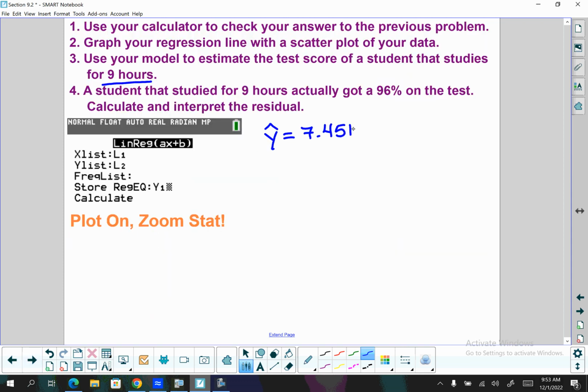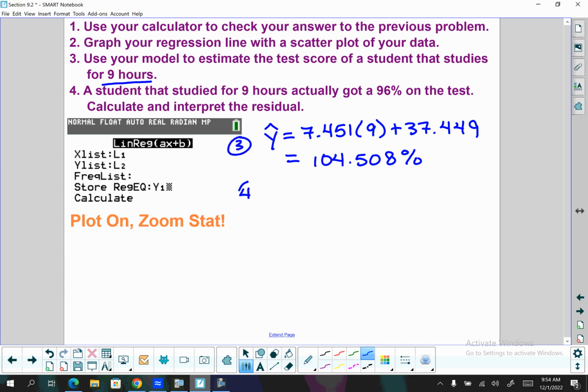7.451 times 9 plus my y-intercept was 37.449. If it gave me a question that said, if I want a test score of 100%, how long do I have to study? You might have to plug something in for y and solve for x, so it could work either way. Plug that in, we get 7.451 times 9 plus 37.449, and actually we get over 100%, 104.508%. Okay, so that's question number 3.